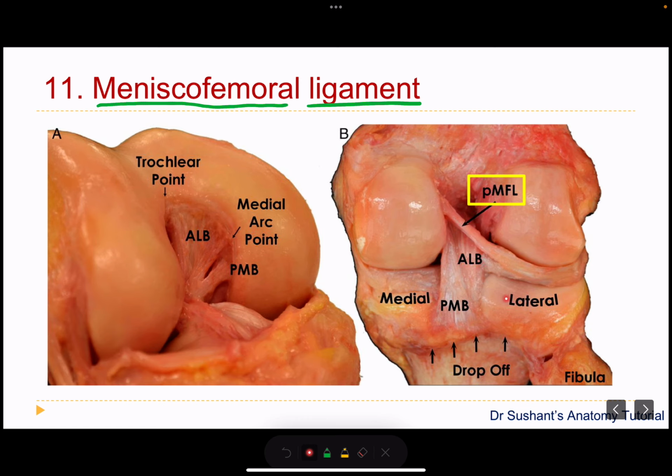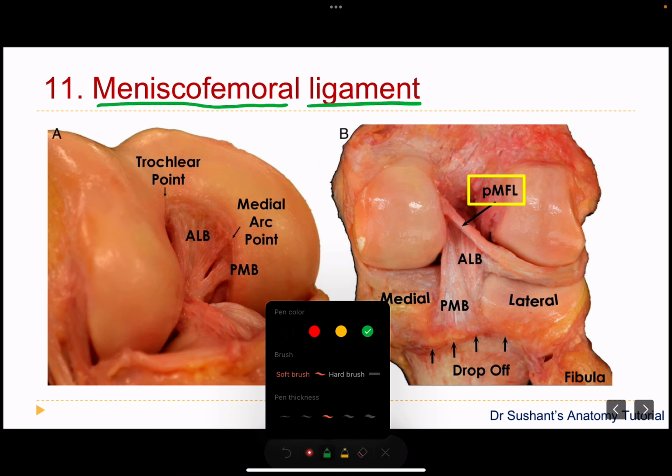See, this is the lateral meniscus, medial meniscus. Sorry, lateral condyle of the tibia, medial condyle of the tibia. So here is the lateral meniscus, this is the medial meniscus. Now what is the meniscofemoral ligament? The posterior horn of the lateral meniscus is connected to the medial condyle of the femur by the anterior and posterior meniscofemoral ligament.